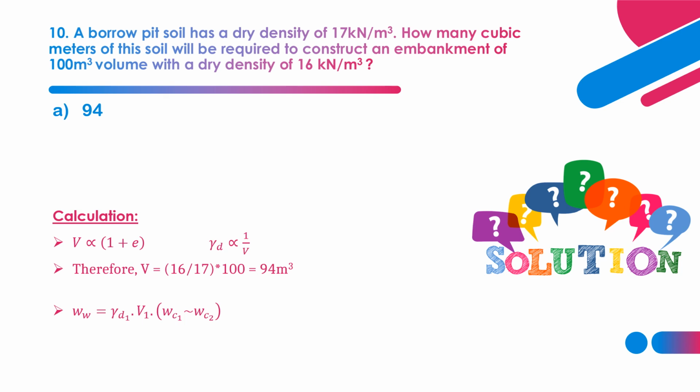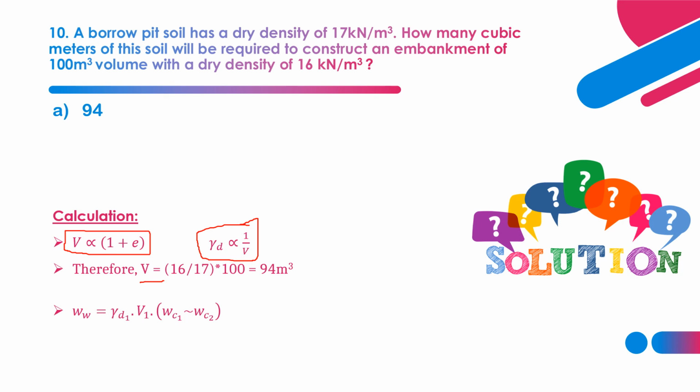There are two basic relations for this borrow pit embankment problem. One is total volume of soil is directly proportional to 1 plus e, and dry density is inversely proportional to the total volume. By using these two relations, we can get the answer for any type of borrow pit problem. Here v is equal to 16 by 17 into 100.